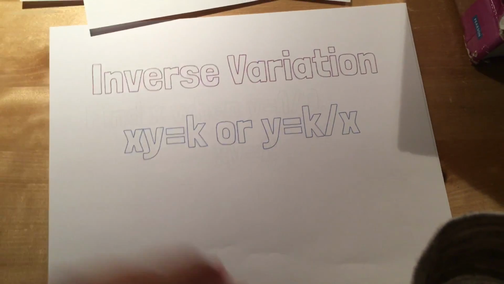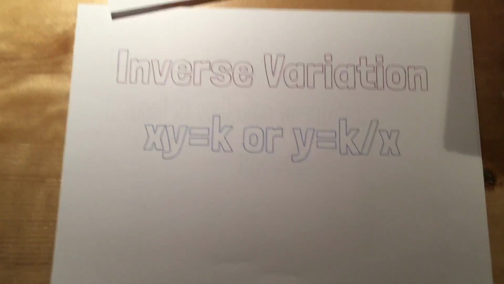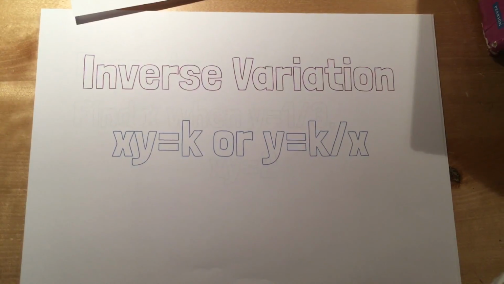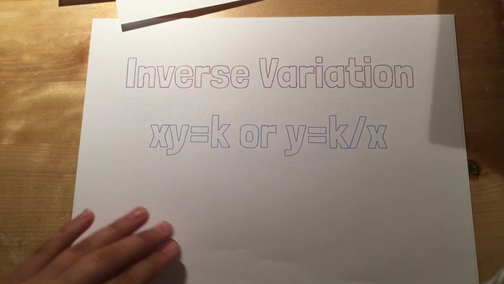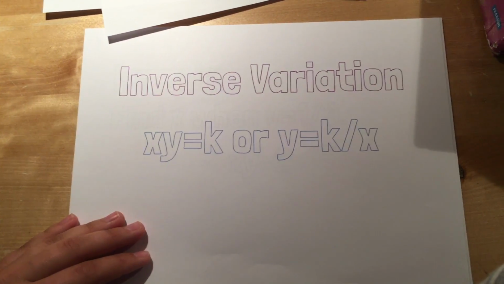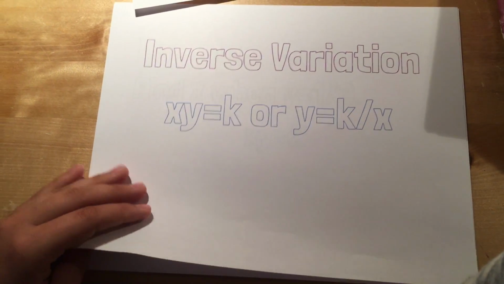Third type of variation we'll be learning today, inverse variation. There's 2 different types of base equations we can have: xy equals k or y equals k over x. There's 2 equations because it depends if you want y on the outside or k on the outside.